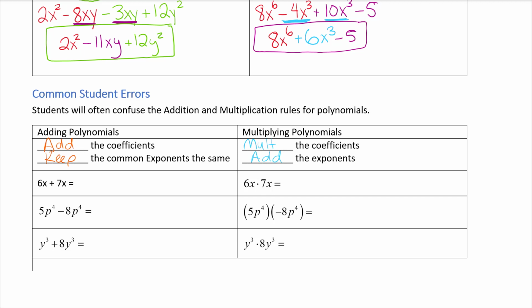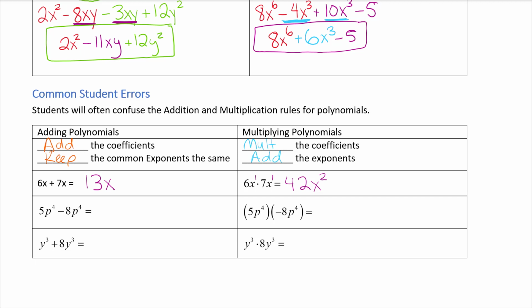So I have some terms here that look very similar. On the left it says 6x plus 7x. I'm adding the polynomials. So 6 plus 7, I'm adding the coefficients to get 13. What do you do with the variable and the exponents? Keep them the same. So 6x plus 7x is 13x. Whereas on the other side, when I'm multiplying 6x times 7x, you multiply the coefficients to get 42, and you add the exponents. There's an invisible 1 and an invisible 1 that gets you x squared. They're not the same.